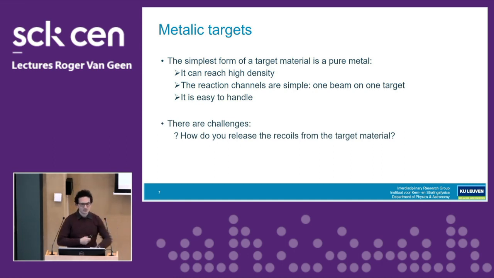Now, I'm asking you the question, how do you release the recoils from the target material? I've said it 2 or 3 times today. What's the key in getting things to come out? Temperature. So, you want to run that metal at high temperature. What happens to metal at high temperature? It melts. So, what is important is you have to maintain the integrity of your material. And that's often a limit in working with metallic foils.